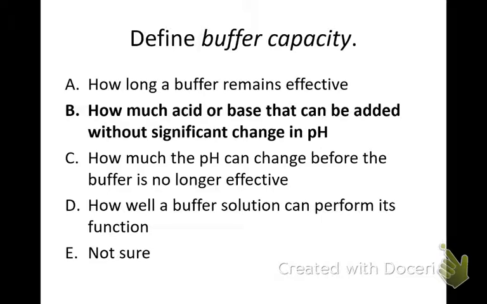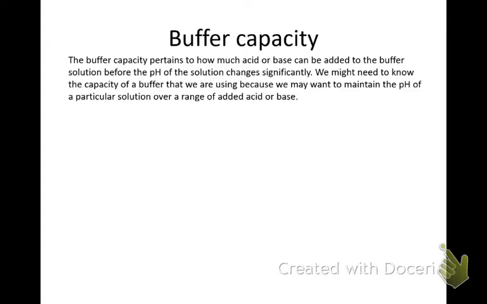The idea here is that even though buffers resist change in pH, they can't keep resisting change in pH if too much strong base or strong acid are added. So if we keep adding OH minus or H3O plus, eventually the buffer gets overwhelmed and no longer keeps the pH the same. So here the buffer capacity pertains to how much acid or base can be added to the buffer solution before the pH of the solution changes significantly.